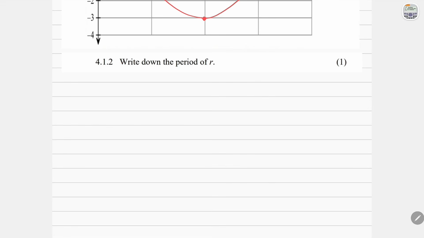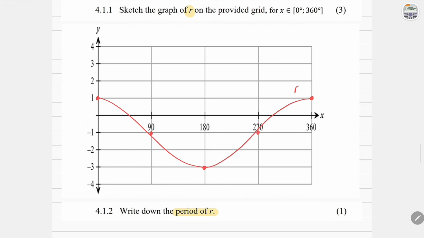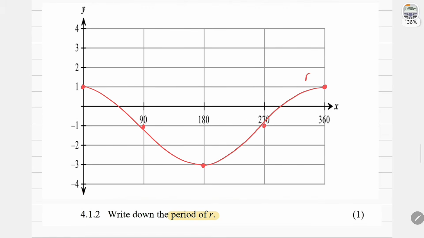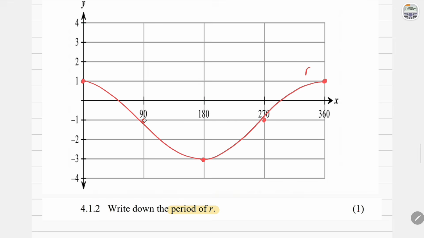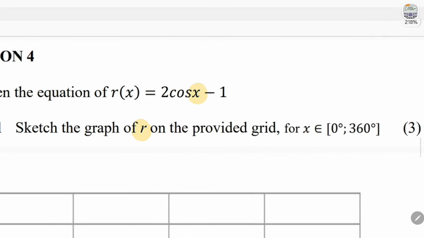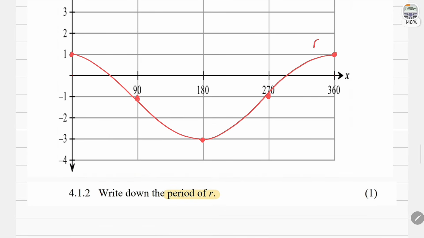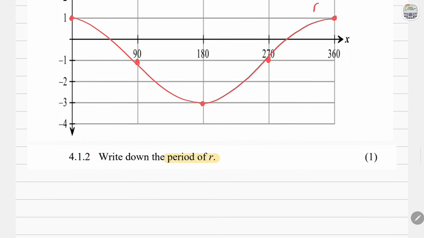Question 4.1.2 says, write down the period of r. So the period of a graph is how long it takes to complete a cycle. So the cos graph, well, we can see what a cycle looks like. Goes up like that, down, and then back up again. So with this cos graph, the coefficient of x is what's going to tell you whether the period has been changed or not. The coefficient of x here is just 1. So the period has not been changed. It still completes a single cycle in 360 degrees like the original cos graph.